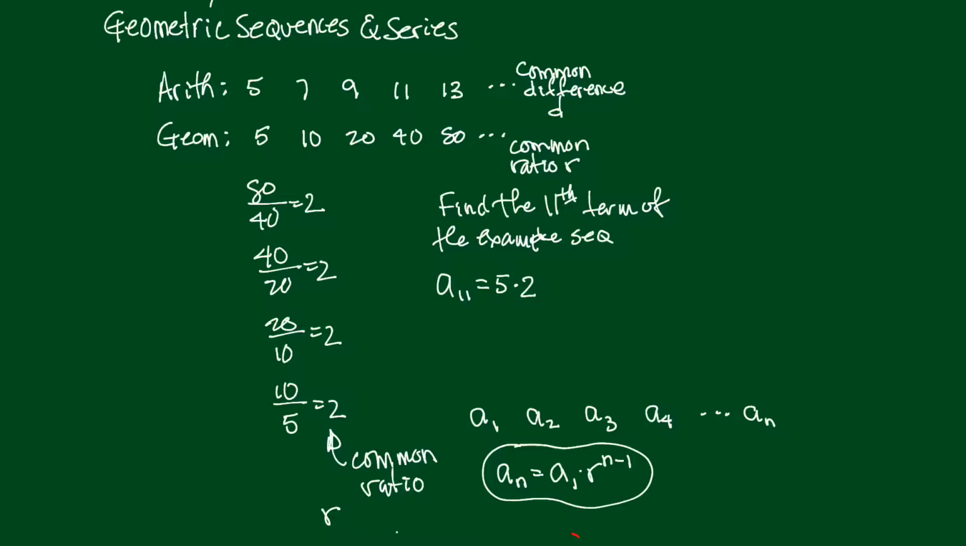But how many of those? Well, according to the formula, it is 1 less than the term number. Our term number is 11, so this is going to be 1 less. So, you know what? I'll write that here. It's going to be 11 minus 1. So what we get is a sub 11, the 11th term, is 5 times 2 to the 10th. Now, 5 times 2 to the 10th, 2 to the 10th is 1024, and then 5 times 1024, a sub 11, is 5120.